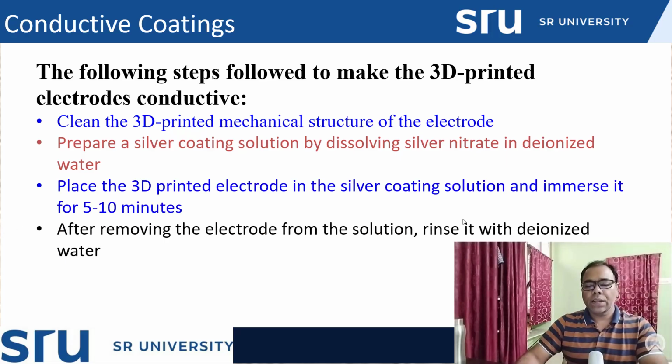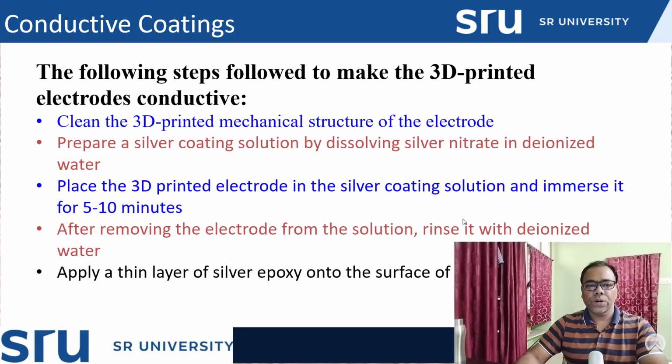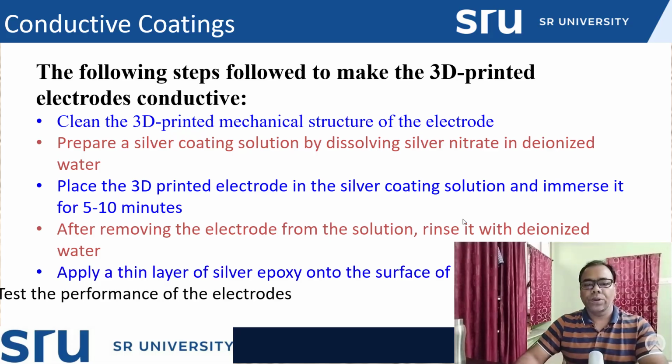So now after that you have to remove your coated part from the silver solution, and it has to be rinsed or cleaned properly with deionized water, so that no stacking of any other foreign particle will be there on the surface of the coated electrode. And after that you have to apply a thin layer of silver epoxy onto the surface of the electrode.